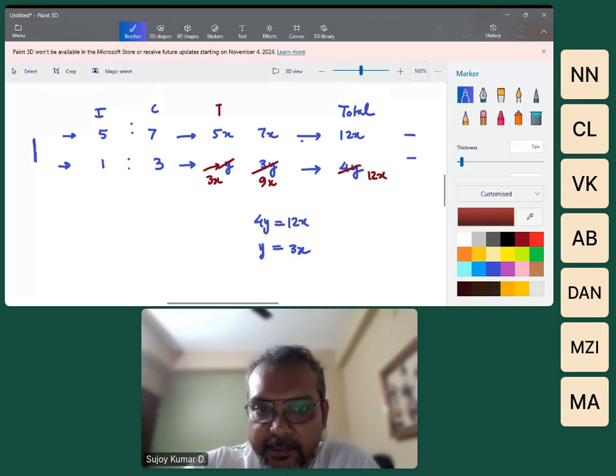And now you can add them because both are in x terms. So how much iron do you have? So finally the question, iron and copper, 5x, 3x. So that's 8x. And 7x, 9x, that's 16x. So the ratio is 1:2.